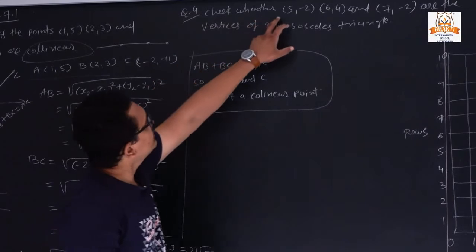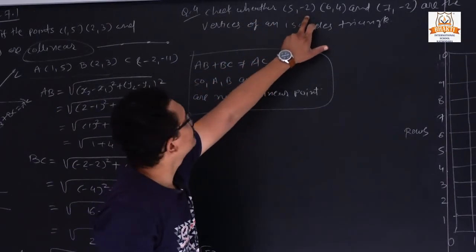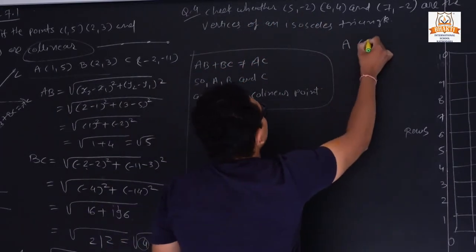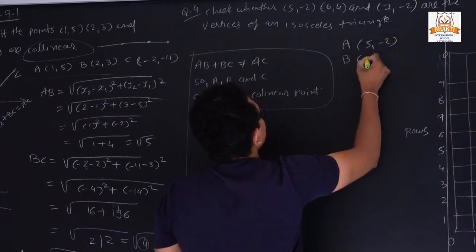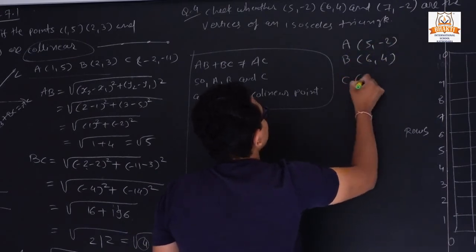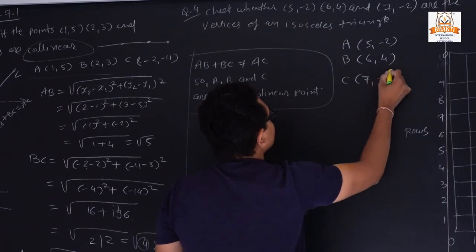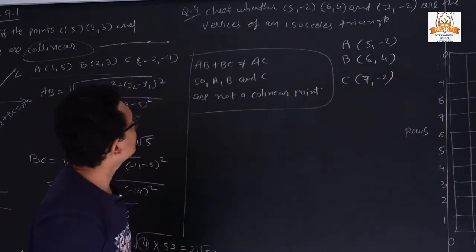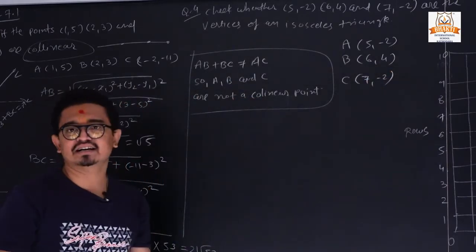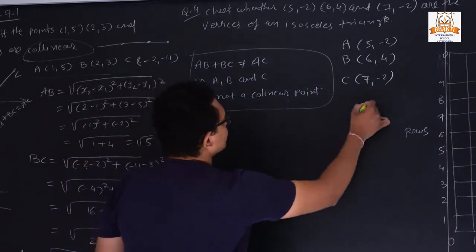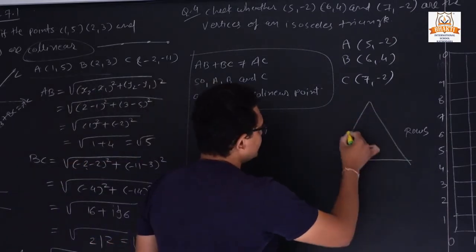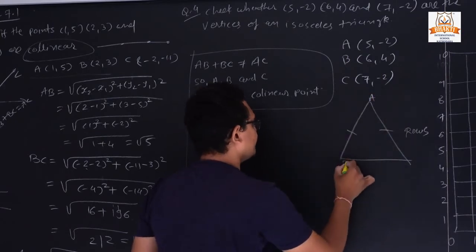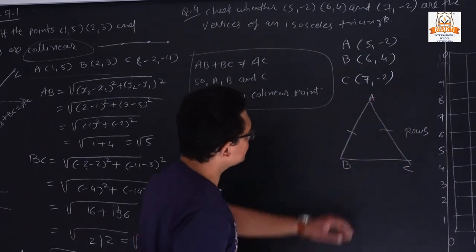Check whether the points (5, -2), second point (6, 4) and third point (7, -2) are the vertices of an isosceles triangle. Isosceles means what? These two sides are the same. So it means what?